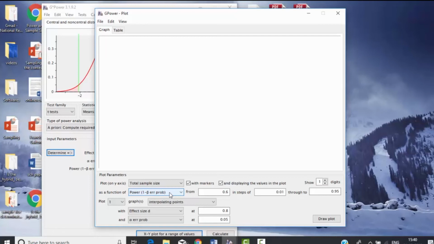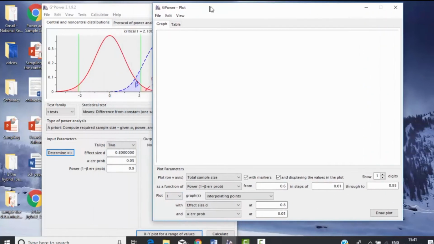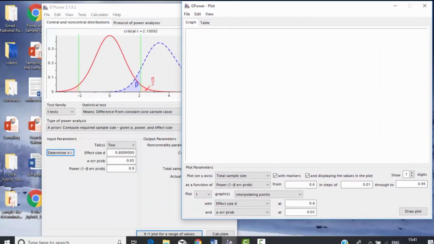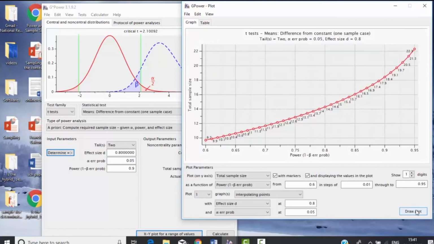Therefore, we will start the power from 0.6 and increase it by 0.01 through to 0.95. Now, the effect size is already given here. Effect size is given as 0.8 and the alpha error is 0.05, and we draw the plots. Now we can see there is a lot of clutter, therefore, I think I will remove some of the digits.